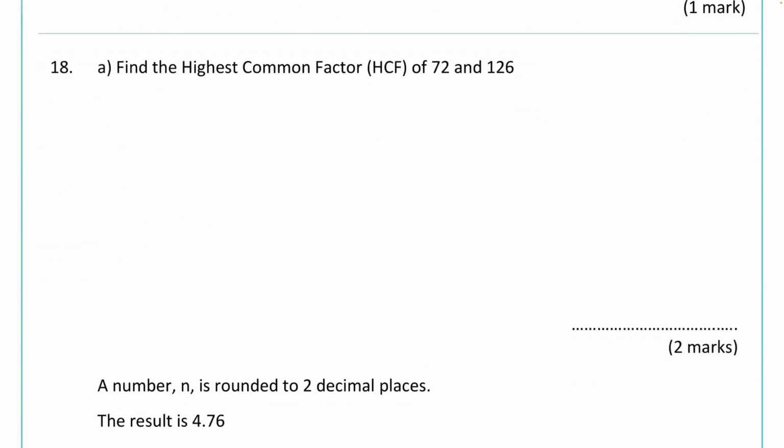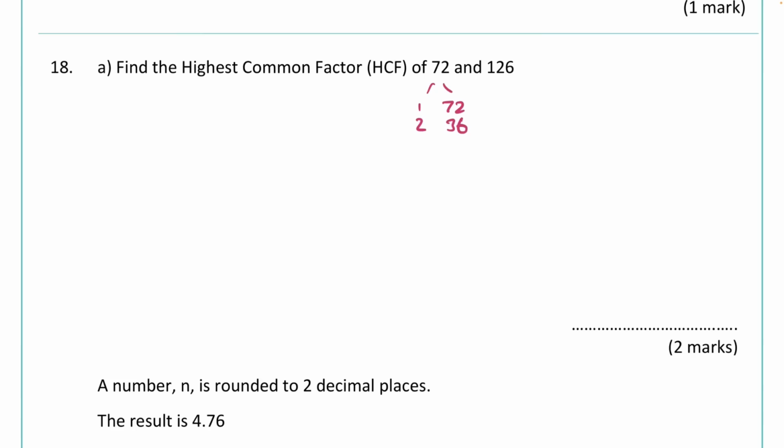Question 18 is asking us to find the highest common factor. And we have the highest common factor of 72 and 126. Now, when finding the highest common factor, I would normally recommend, particularly when we have some slightly harder numbers, finding them as a product of prime factors. Now, you can write out the factor pairs. So we can do 1 and 72, 2 and 36, and keep on going and then test our highest factor. However, you can just use the factors button on your calculator.